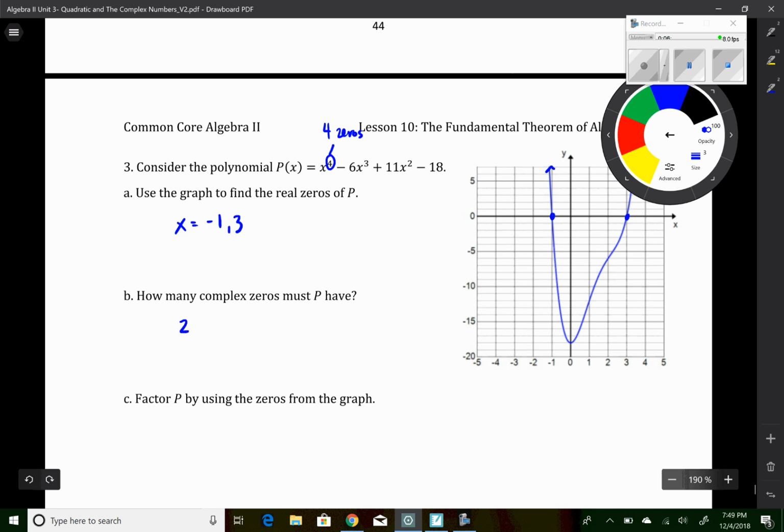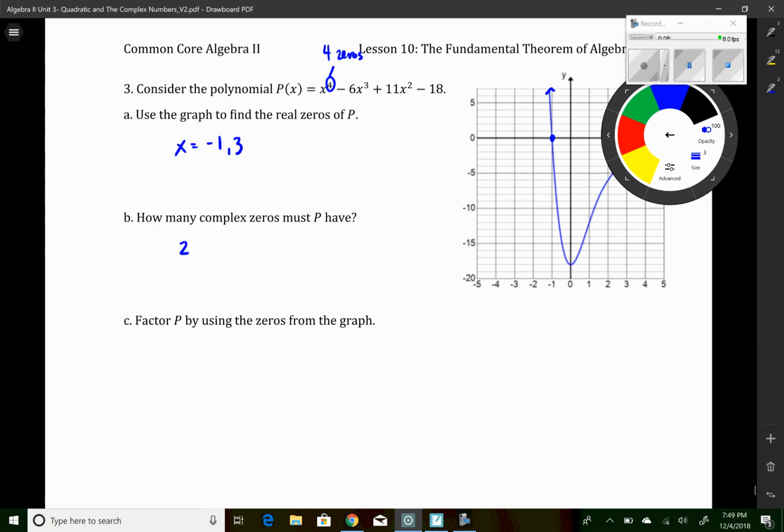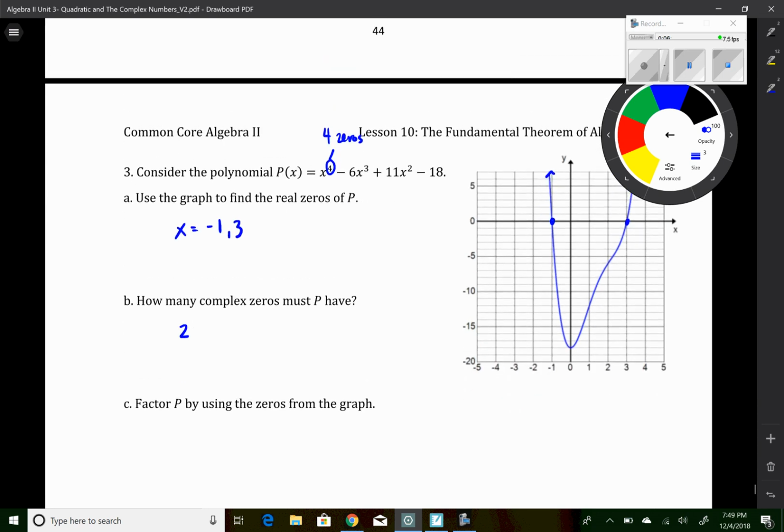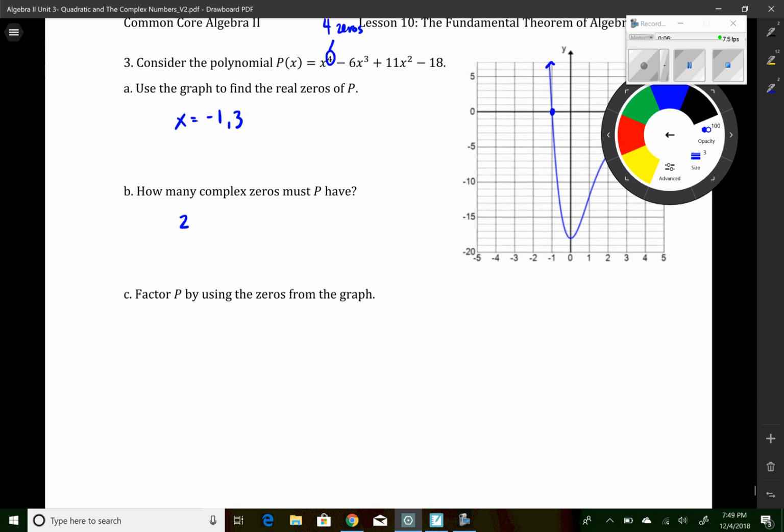2. And the reason why is because it's a degree of 4. So I have to have a total of 4 solutions. Then it says factor p by using the zeros of the graph. So if I use my zeros, I can factor out one of the factors. So negative 1 is a 0. If I put 1, negative 6, 11, and negative 18, there's a 0 there. 0 and negative 18, right? 4, 3, 2, 1, 0. So we're missing this 0x term.